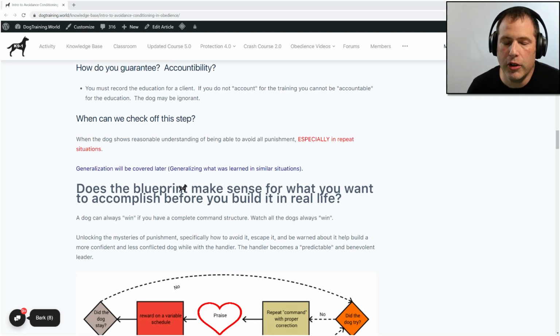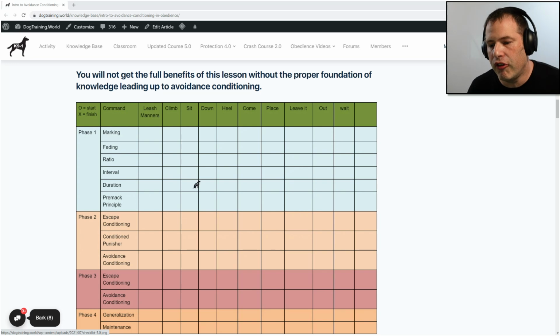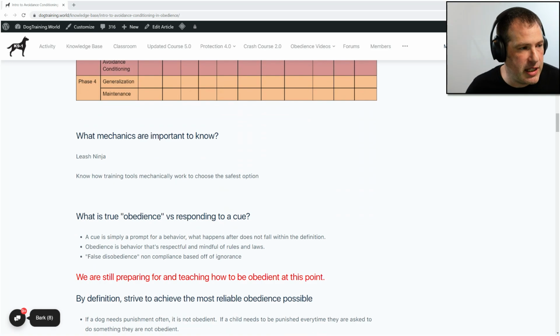Now, how can we check off this step before we go into more video? When a dog shows reasonable understanding of being able to avoid all punishment, especially in repeat situations, that's when you can go and check it off, only for the command that you see the dog is avoiding all punishment. Reasonably shows that the dog knows how to avoid all punishment for that particular command in repeat situations. This is very important, because when you know what you're doing, you'll be surprised how quickly you could train a dog when you know you can move to another step.